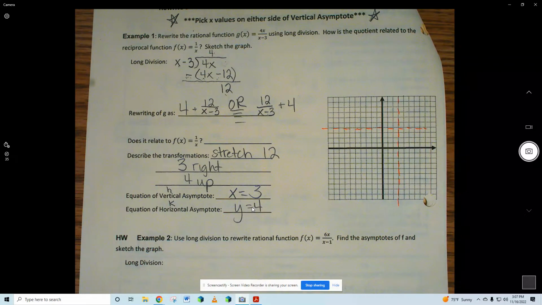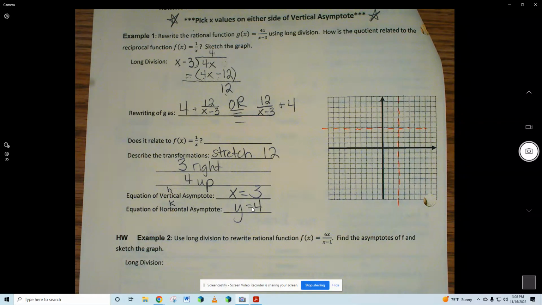Now, great. I know my boundary lines. Because this is a positive 12, I know that it's going to be in quadrant 1 and quadrant 3. Like that.